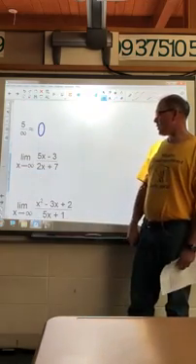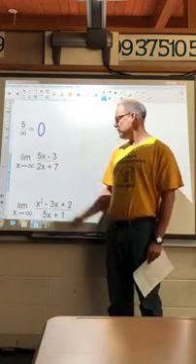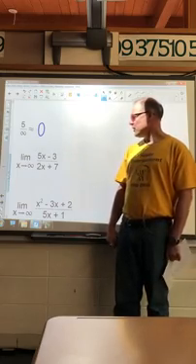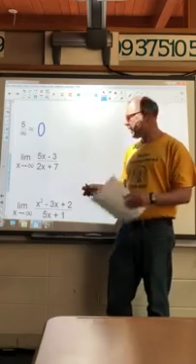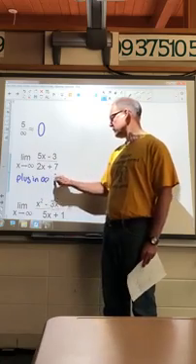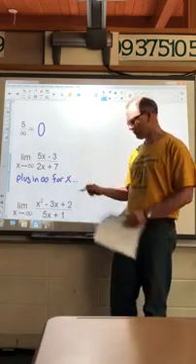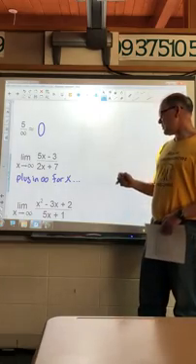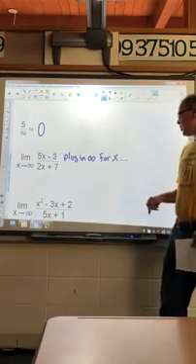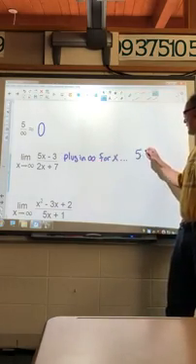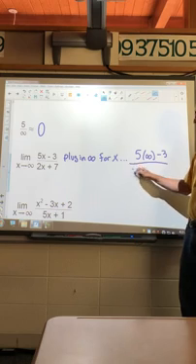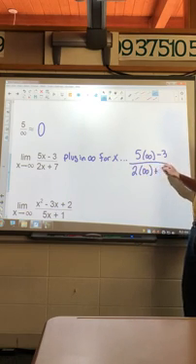Okay, so here's a limit as x approaches infinity: 5x minus 3 over 2x plus 7. Okay, so we're going to plug in infinity for x. So if I do that, I get 5 times infinity minus 3 over 2 times infinity plus 7.